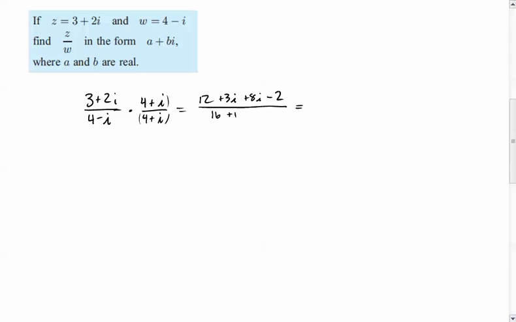1. And so now we can just simplify, and when we simplify, we end up with 12 minus 2, which is 10, 3i plus 8i, which is 11i, and then all over 16 plus 1, which is 17. Now to put this in the final format, that'll be really easy, because then we just go 10 over 17 plus 11 over 17i. And that's all there is to it. No problem, huh?